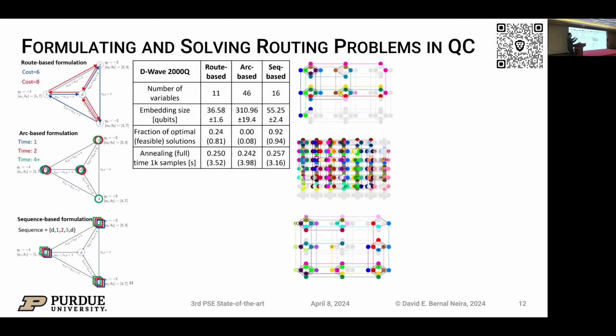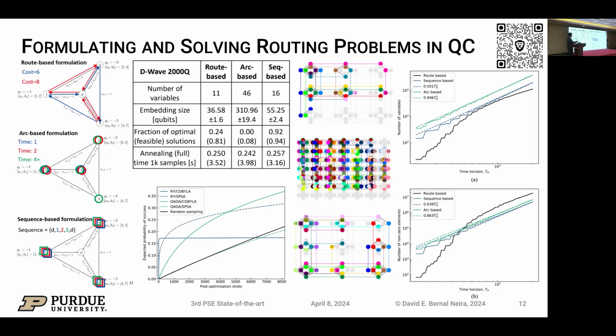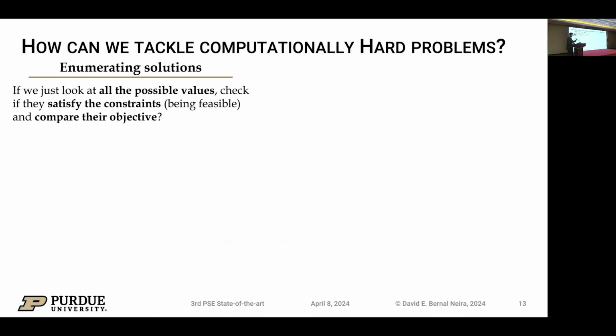We even simulated some of the small examples, and at the end of the day, we came up with these resource estimations, figuring out how big the quantum computer needs to be for me to solve problems of practical interest, in terms here of the time horizon that we were considering. So that's an optimization.